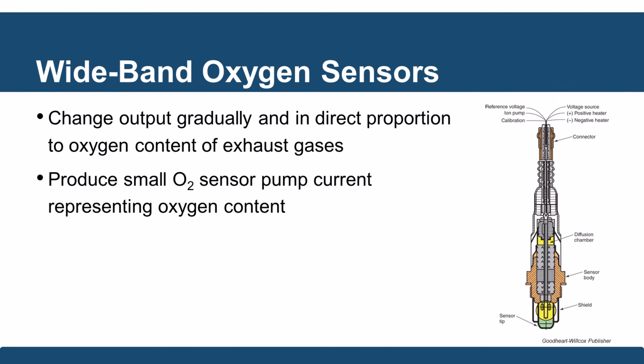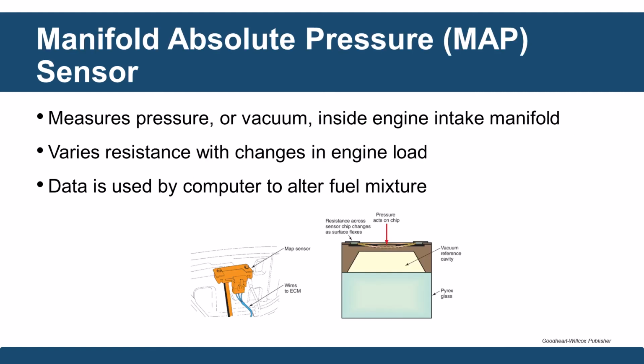Wideband O2 sensors are probably the latest and greatest technology out there. Those change output gradually and in direct proportion to the oxygen content of the exhaust gases, so they're far more accurate. They produce a small O2 sensor pump current that represents oxygen content in the exhaust. So these aren't measured the same way, and we have to use some different strategies with these.